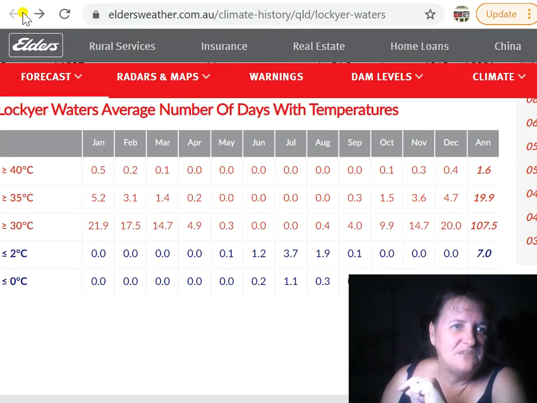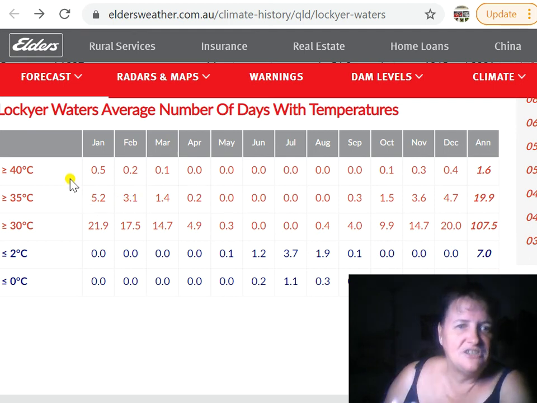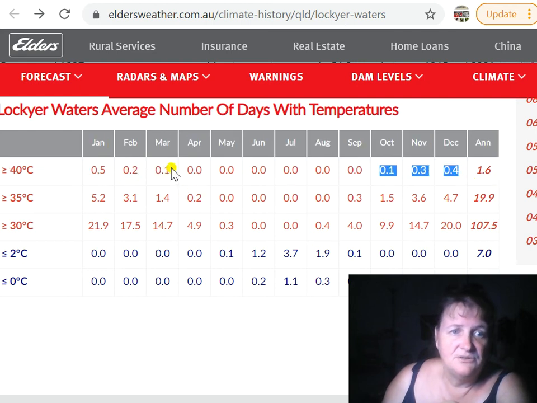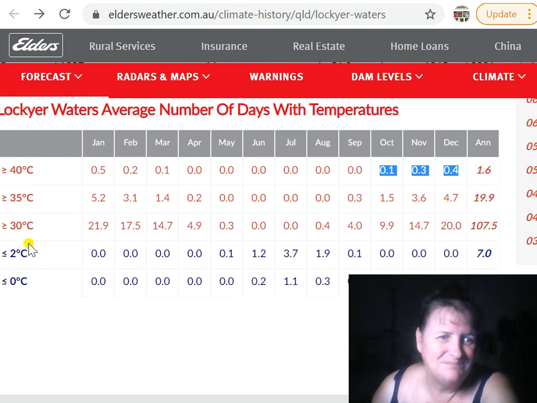The other thing I found was eldersweather.com. They showed me the Lockyer Waters average number of days with temperatures. So this is the average number of days that we're likely to have above 40 degrees. There's a few, all the way from October through to April can be above 40 degrees. Above 35 degrees, from January through to April, and September right till April. Days above 30 degrees, you've got all the way from August to May.